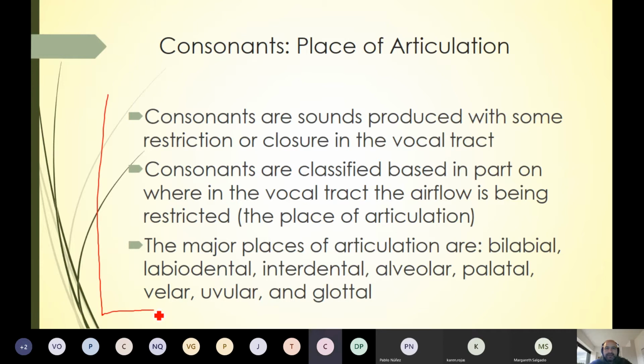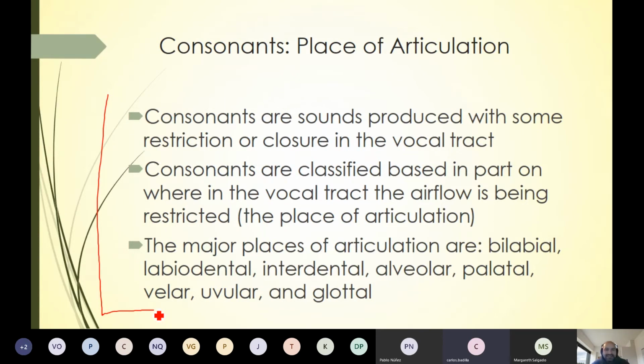Consonants, place of articulation. Consonants are sounds produced with some restriction or closure in the vocal tract. Consonants are classified based in part on where in the vocal tract the airflow is being restricted, the place of articulation. The major places of articulation are bilabial, labiodental, interdental, alveolar, palatal, velar, uvular, and glottal.